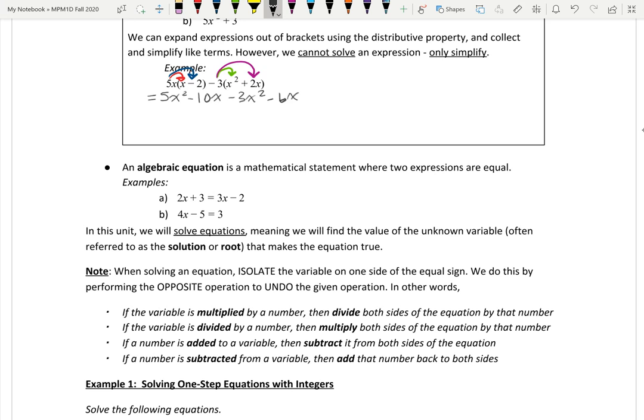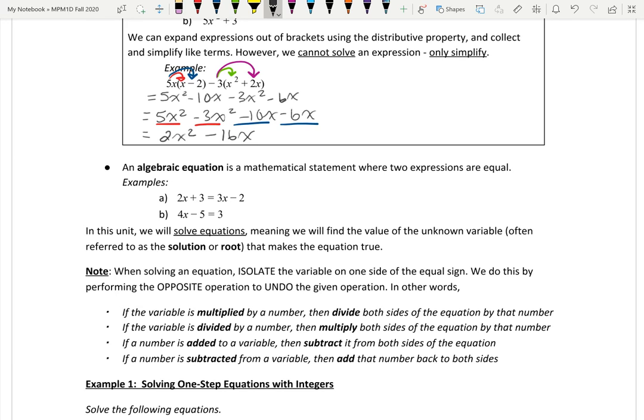Okay, next, I collect like terms. So I'm going to put my x squared terms beside each other and my x terms beside each other, and then simplify by either adding or subtracting the like terms together. So 5x squared subtract 3x squared, 2x squared. Negative 10x subtract 6x, negative 16x. Now I've simplified.